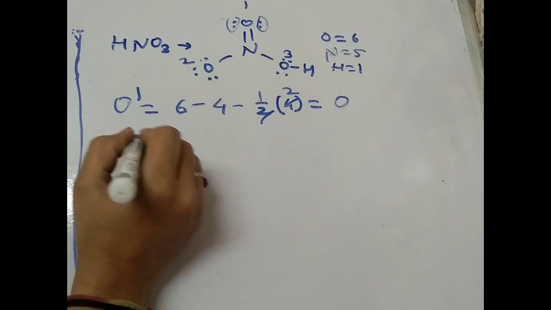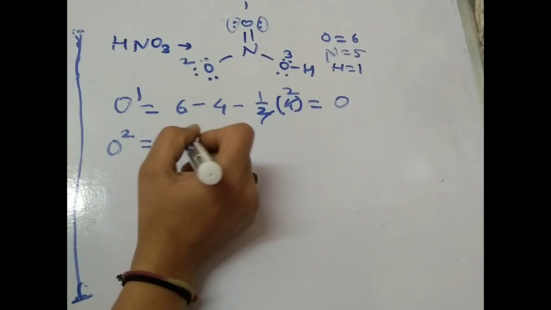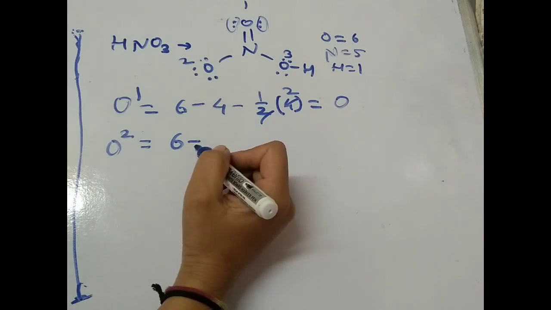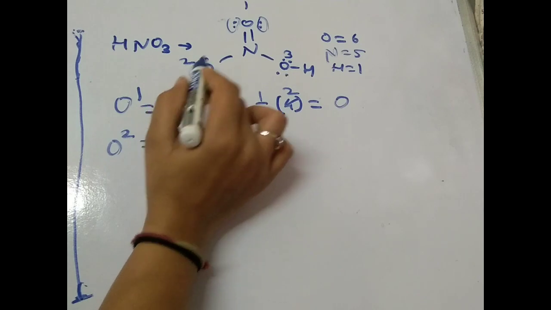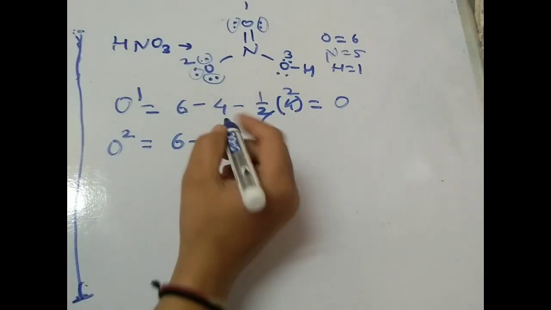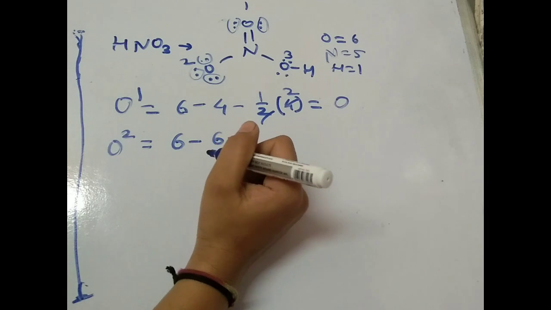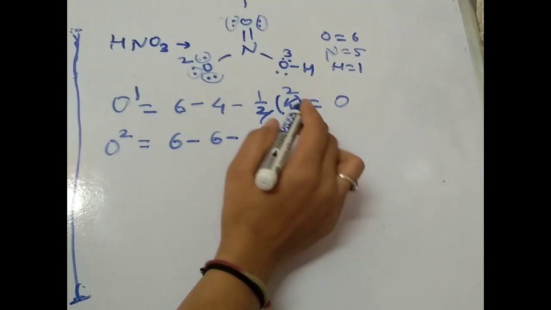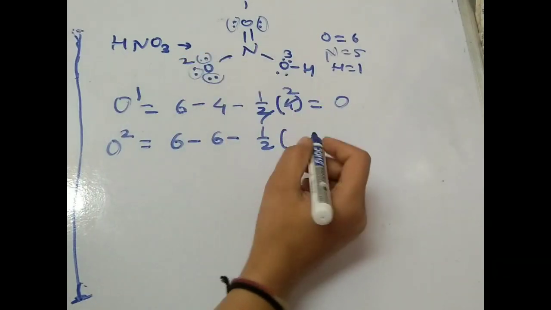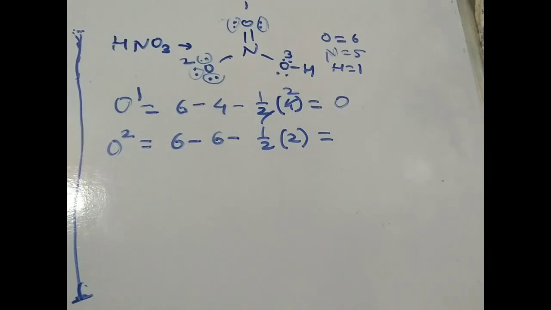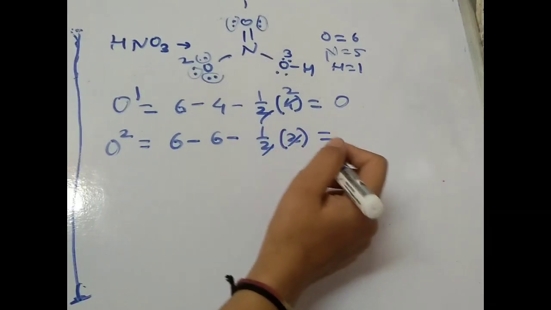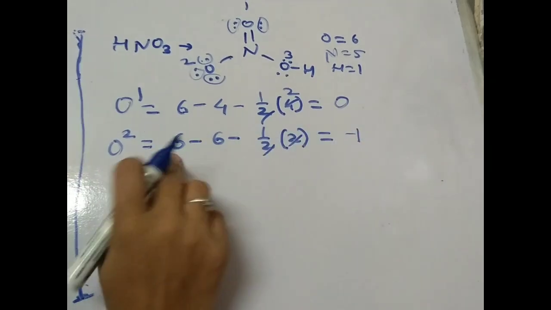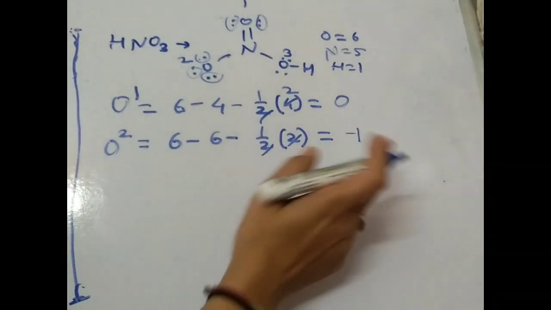For the O2 atom, the valence shell electrons are 6, minus the total number of non-bonding electrons. For O2, 1, 2, 3 lone pairs means 6 electrons are present, minus half of the bonding electrons; for O2 these are 1 and 2. So after the calculation, 6 minus 6 is 0, 0 minus 1, that is minus 1.